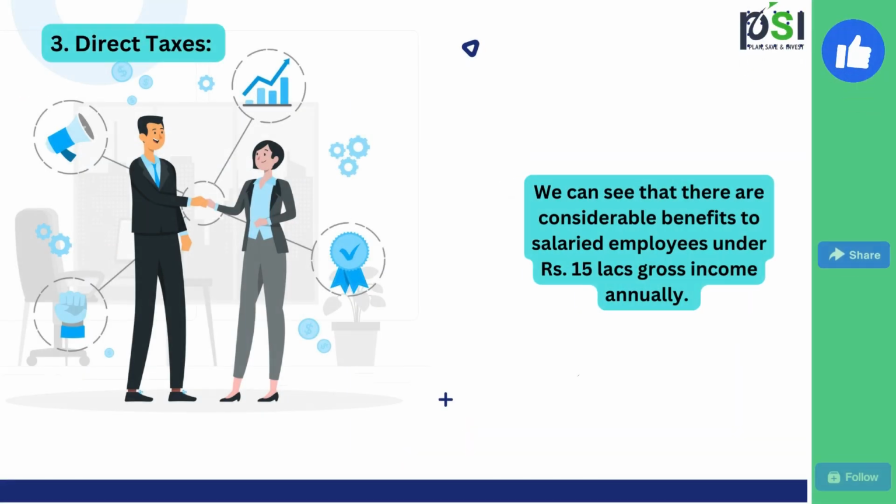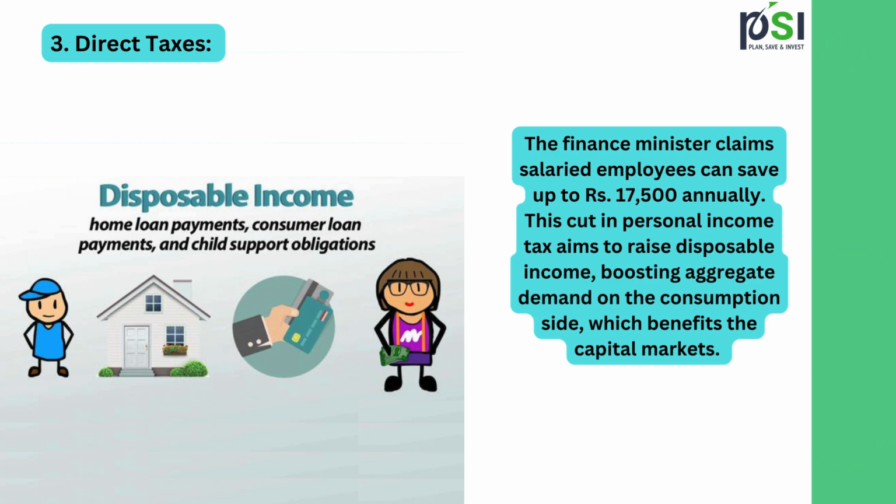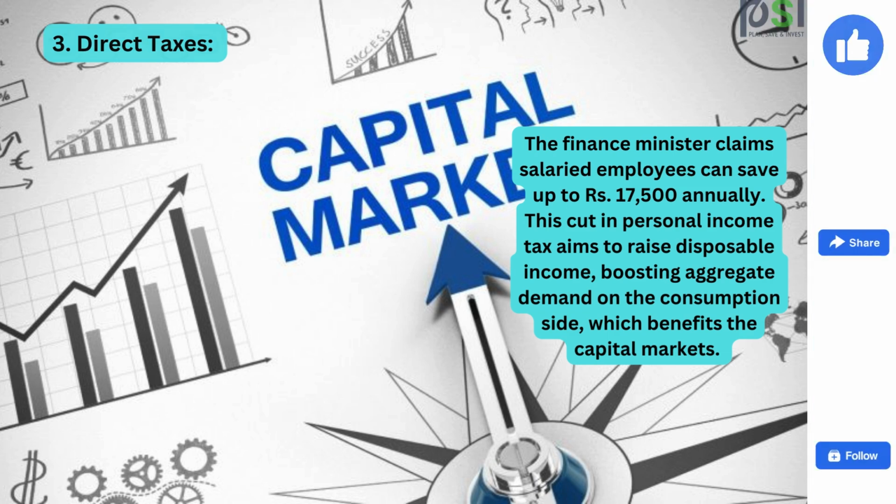And we can see that there are considerable benefits to salaried employees under 15 lakhs gross income annually. The finance minister claims salaried employees can save up to rupees 17,500 annually from the tax. This cut in personal income tax aims to raise disposable income. This will increase the savings of individuals, which will help their spending, and it will support consumption as well.